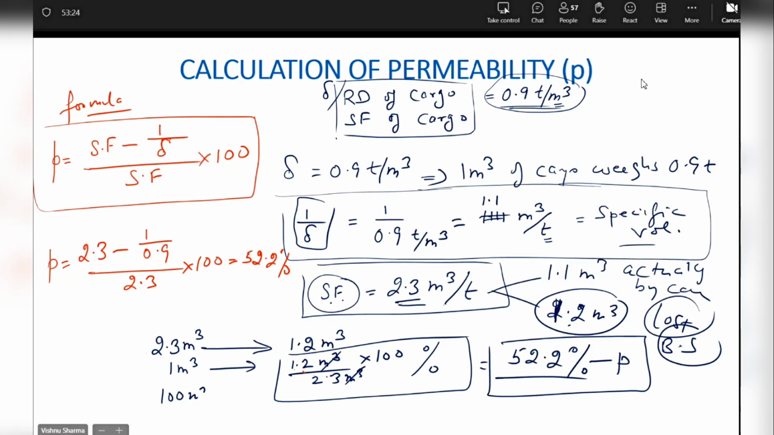Any questions on permeability calculation? Okay. Don't worry, whatever comes on the slide, I've already explained in ample detail. There may be things which I may have put down for people to explain. I have done all this, and that's the formula, so don't worry about it. Permeability will be equal to stowage factor minus 1 upon density, where 1 upon density is called the specific volume, upon stowage factor, into 100, and this will come in percentage. You can put a percentage sign here, okay?